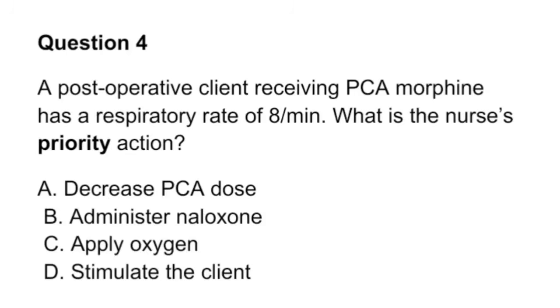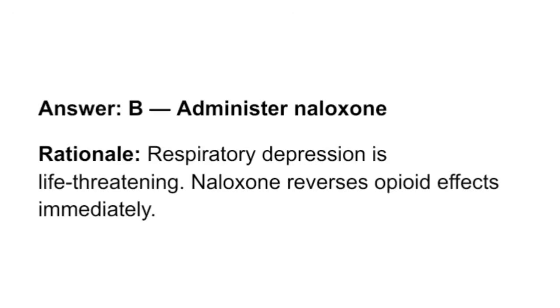Question 4. A post-operative client receiving PCA morphine has a respiratory rate of 8 per minute. What is the nurse's priority action? A. Decrease PCA dose. B. Administer naloxone. C. Apply oxygen. D. Stimulate the client. Answer is B.